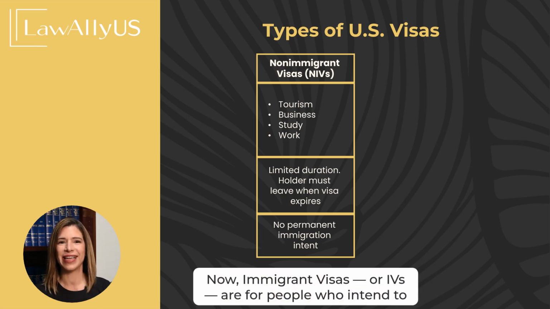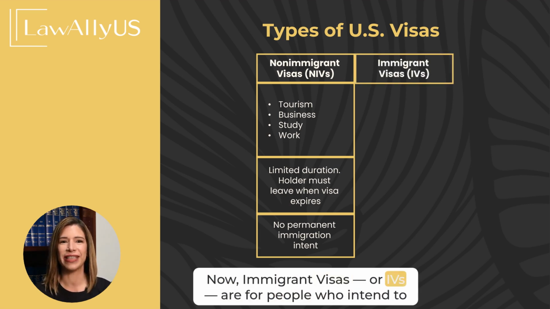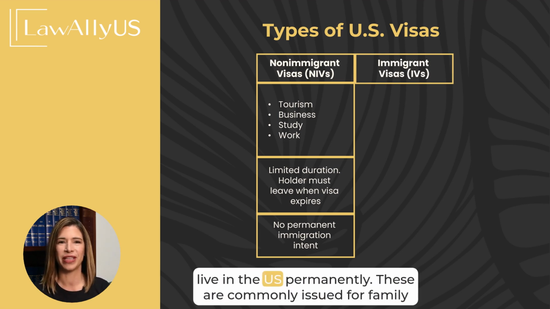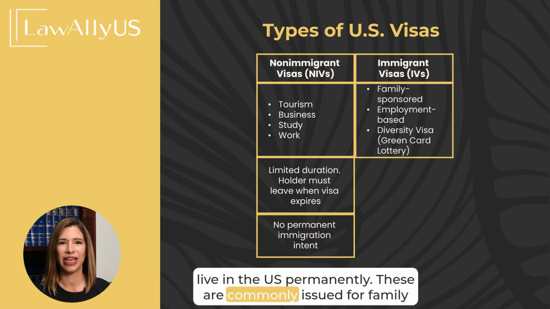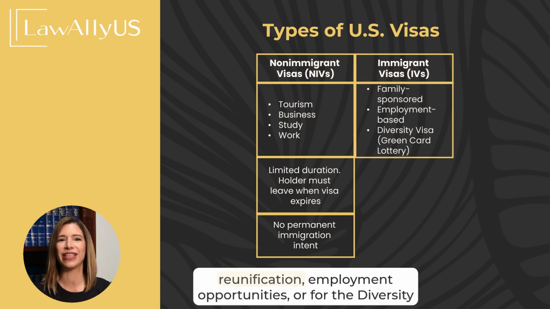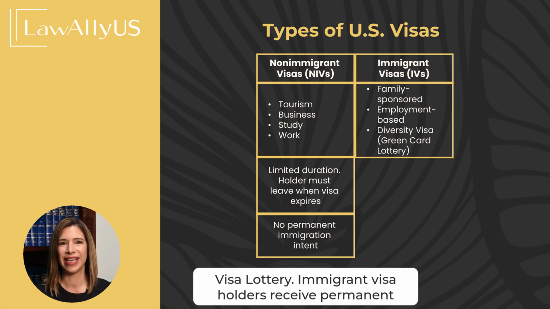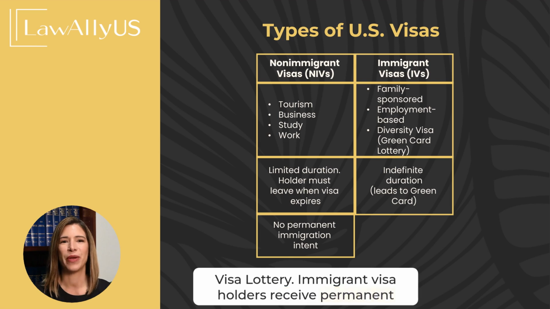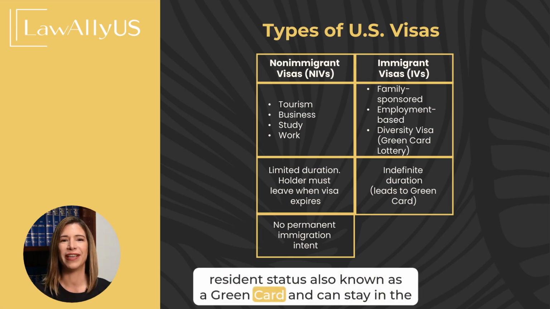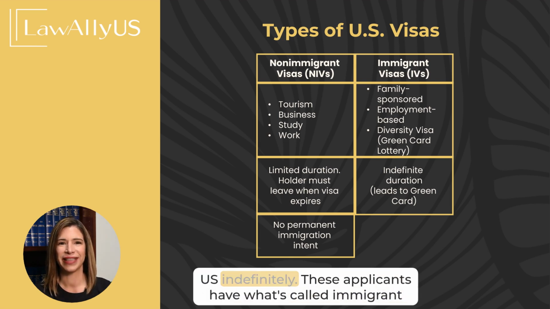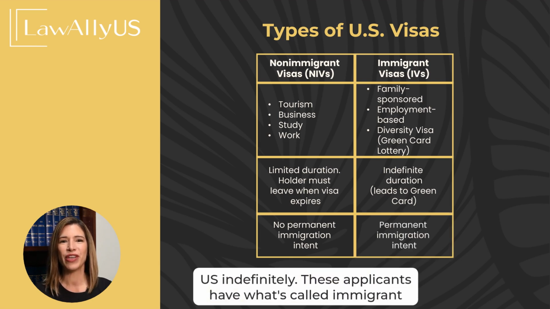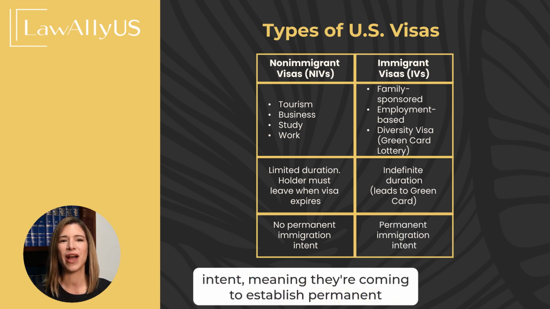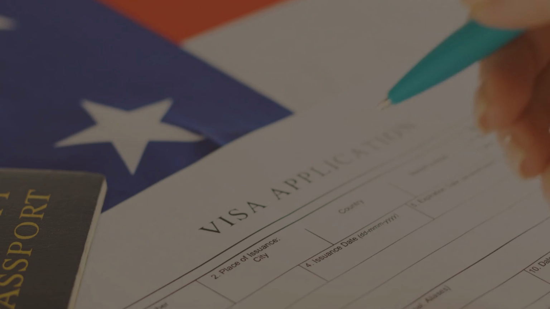United States. Now, immigrant visas, or IVs, are for people who intend to live in the U.S. permanently. These are commonly issued for family reunification, employment opportunities, or for the diversity visa lottery. Immigrant visa holders receive permanent resident status, also known as a green card, and can stay in the U.S. indefinitely. These applicants have what's called immigrant intent, meaning they're coming to establish permanent residence.